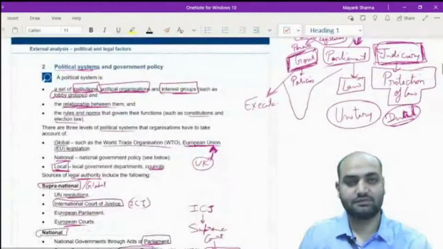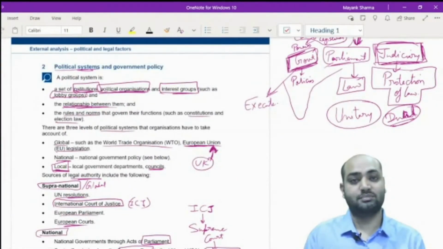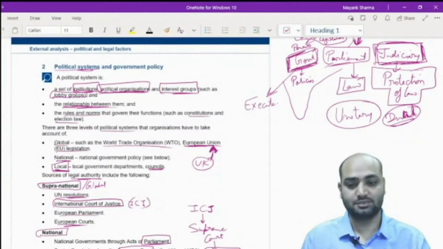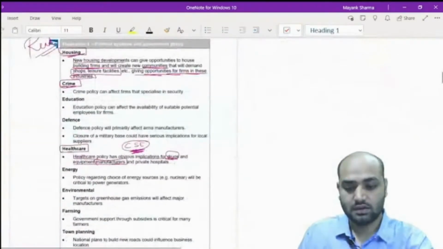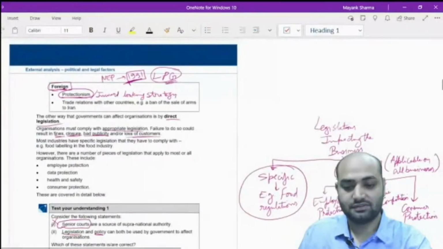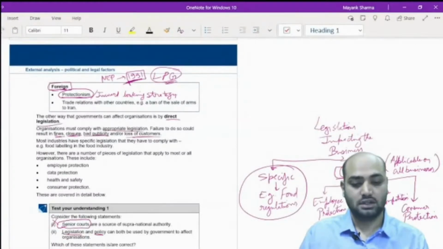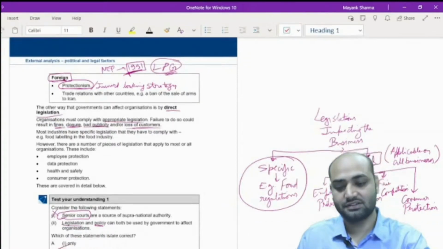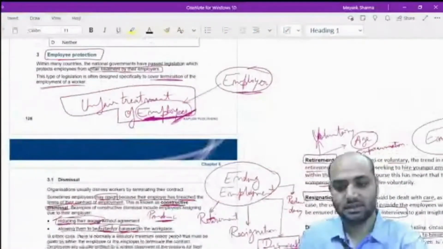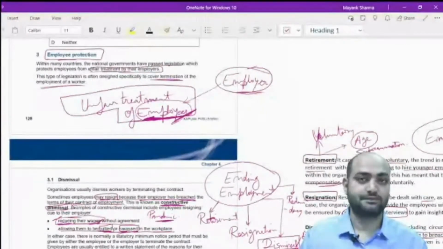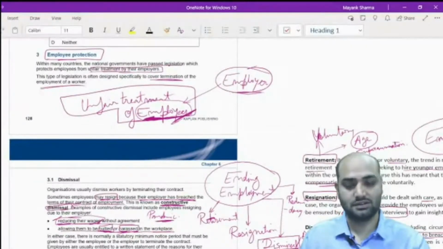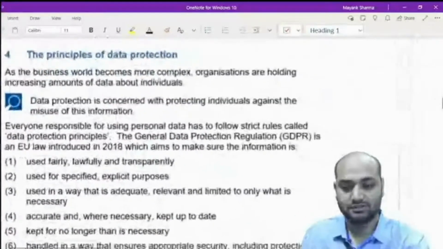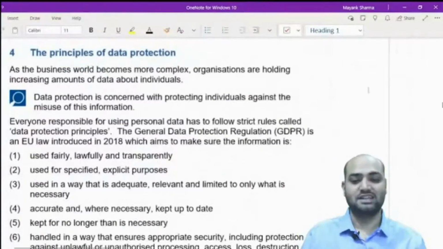After that, we have understood what is the meaning of a political system and what is the meaning of a legal system and how these systems work. Also, we have understood different kinds of legislations which are in place. Two types of legislations are there, general and specific. So general legislations we had to study, not specific ones. In general legislations or general laws, we have studied the employee protection laws. All right. The next thing which we need to study and understand is principles of data protection.